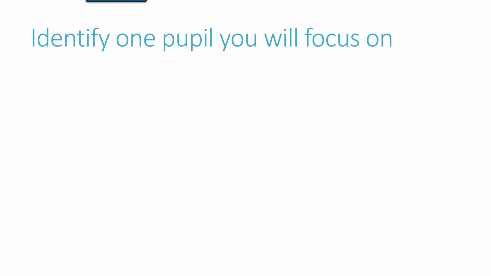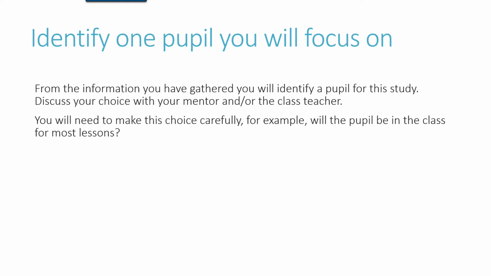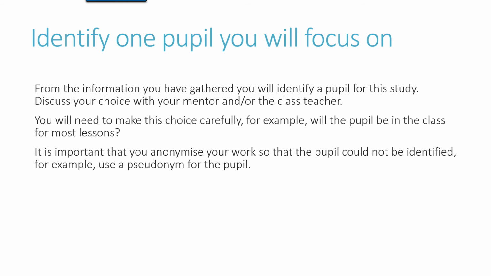Identify one pupil you'll focus on. From the information you've gathered, you will identify a pupil for this study. Discuss your choice with your mentor or class teacher. You will need to make this choice carefully. For example, will the pupil be in the class for most lessons? It's important to anonymize your work so the pupil cannot be identified. For example, use a pseudonym for the pupil.